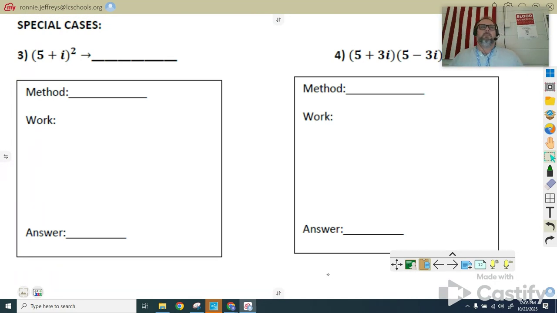Now, just like some of y'all, we have special cases. If we have 5 plus i, all quantity squared, that's everything in the parentheses times everything in the parentheses. So this basically turns into this.